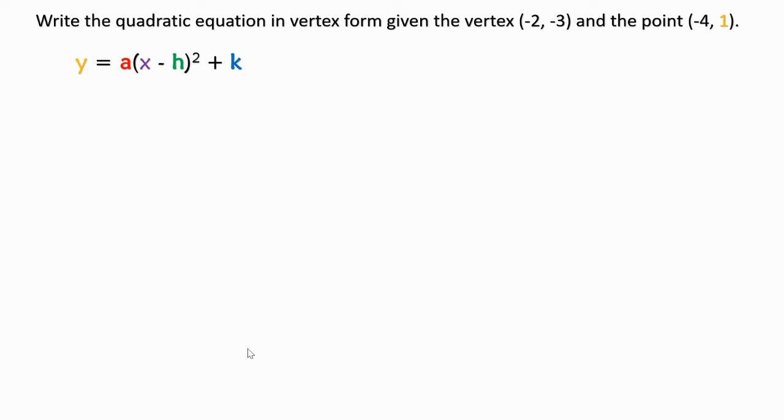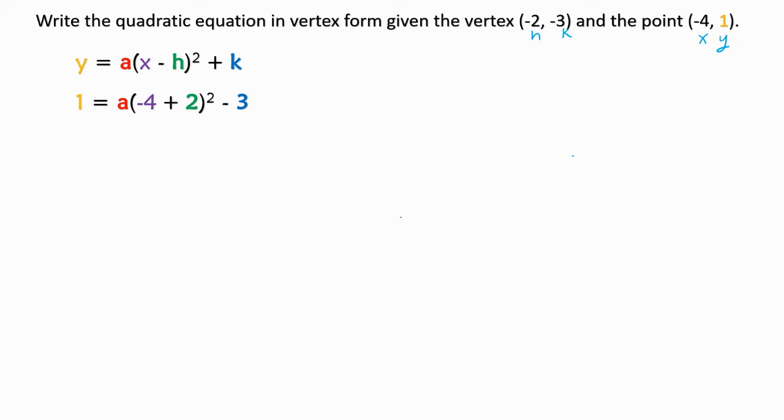All right, so once again, I'm going to go through here. I'm going to work this problem. And I know this is my vertex, so this is my h, and this is my k, and this is my point, and so this is my x, and this is my y. All right, so now I'm going to plug in what I know. I know that y is 1, right? And I don't know a. I know x is negative 4. I know my h is a negative 2, right? Now remember, it's x minus a negative 2.